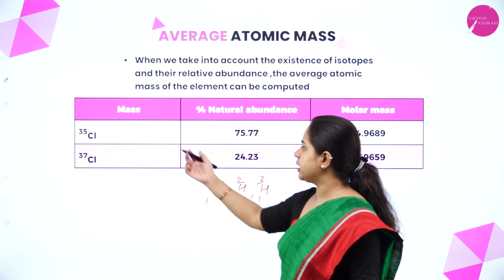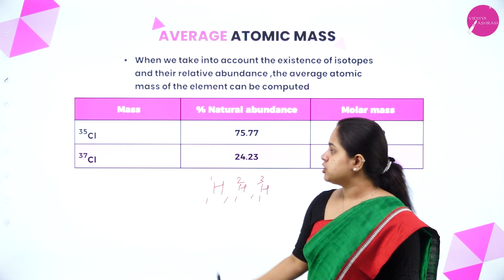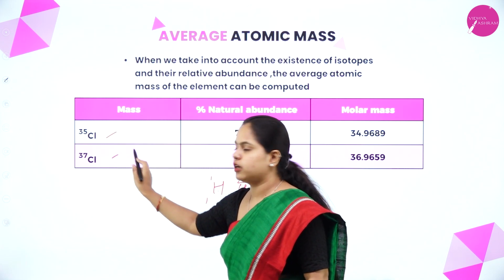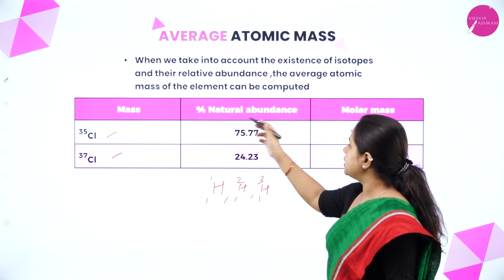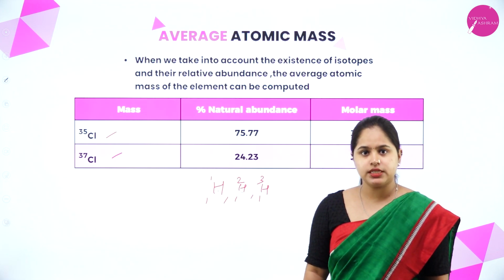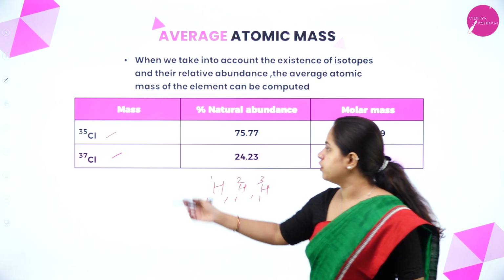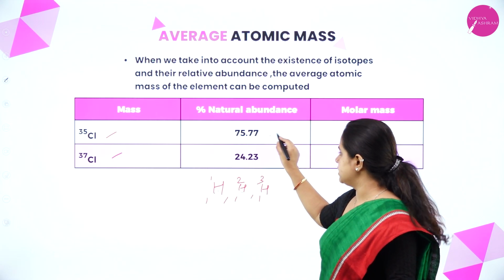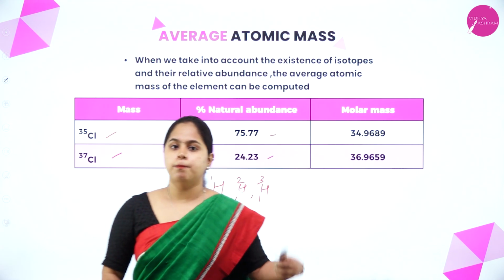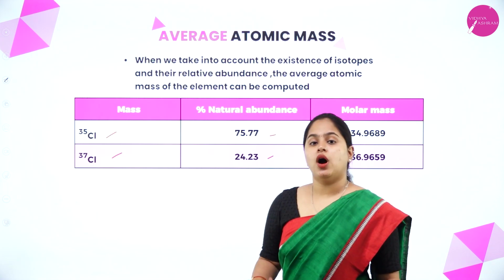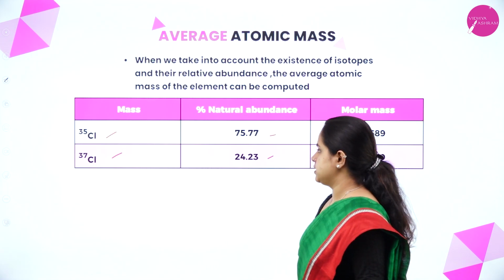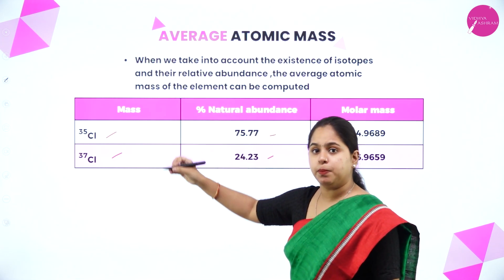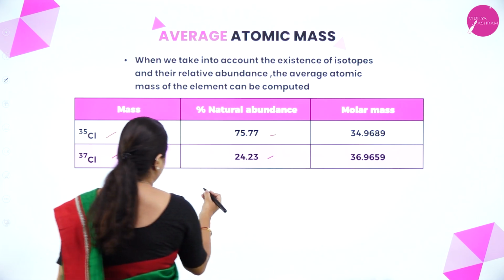Let us take the example of chlorine. There are 2 isotopes of chlorine, chlorine-35 and chlorine-37, and the percentage abundance is given. How much percentage of chlorine-35 is present and how much chlorine-37 is present is given here, and their masses are also given. So how do you find the average atomic mass? The percentage abundance is given here, so you have to divide it by 100.